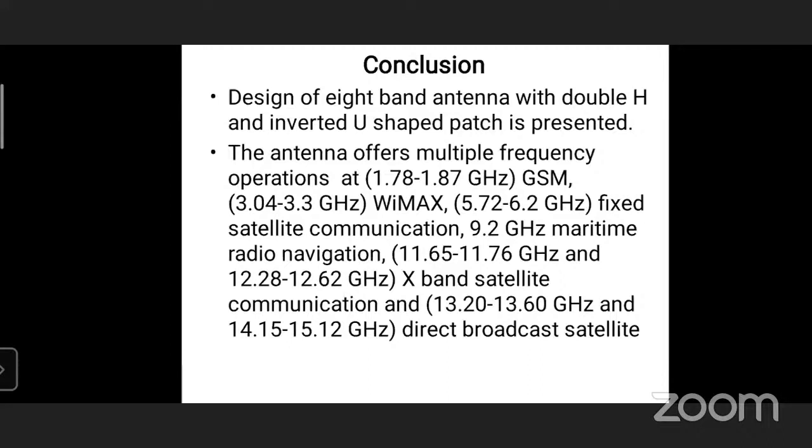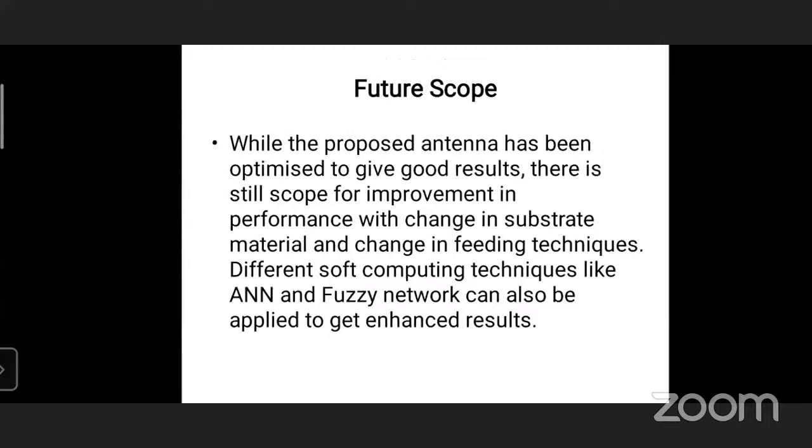11 to 12.62 gigahertz for X-band satellite communication, and 13 to 15 for direct broadcast satellites. While the proposed antenna has been optimized to give good results, there is still scope for improvement in performance. Like we can use neural network techniques, fuzzy logic. Also, we can change the substrate material, or we can change the feeding techniques.